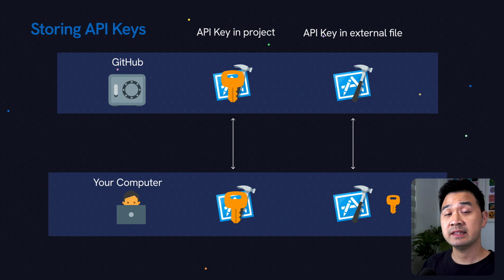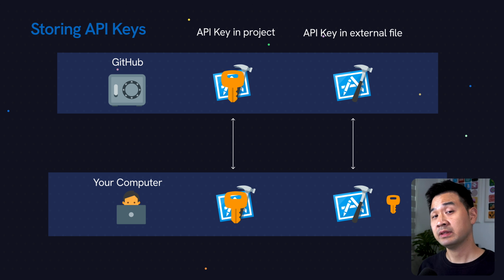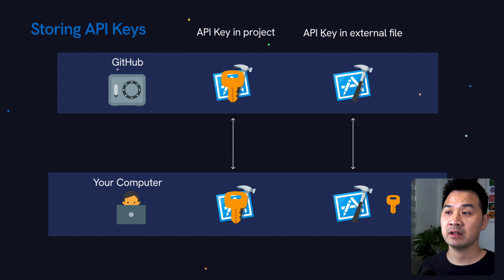The key stays in that file on your computer. And then you have to manually share that external file with the key to whoever needs access, right? Or that person gets their own API key and puts it in the config file and combines it with the Xcode project. Now, the problem with these two methods is that ultimately your Xcode project still needs the API key.